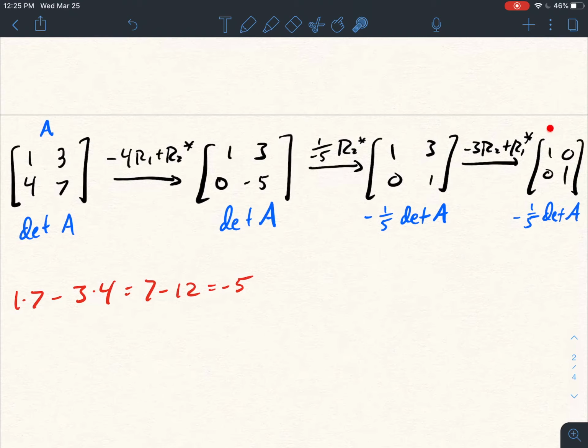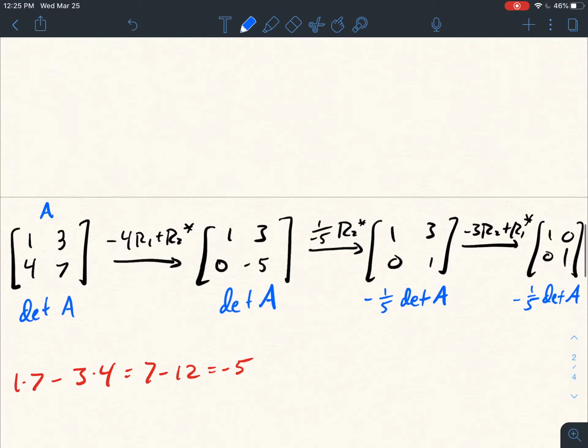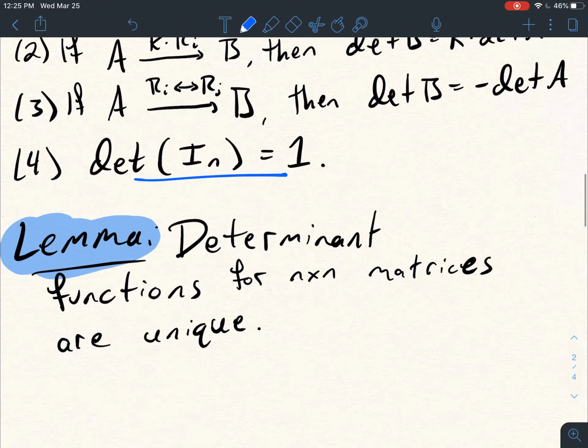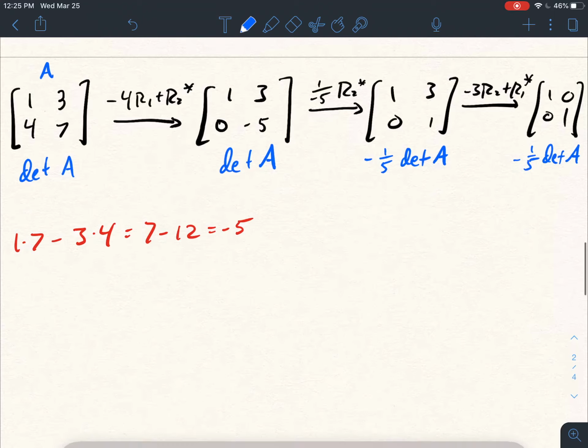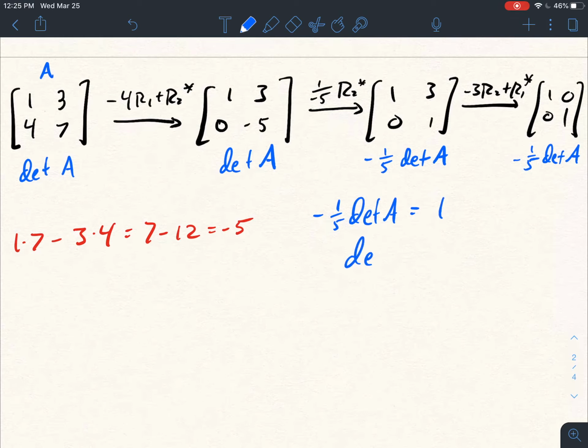So the determinant of this matrix is equal to -1/5 times the determinant of A. But it's also equal to 1 because this is the identity matrix, and the determinant of the identity matrix is equal to 1. So that gives us an equation that tells us that -1/5 times the determinant of A is equal to 1. So the determinant of A is equal to -5, which is the same exact thing that we got over here. It's the same thing from our AD minus BC calculation.